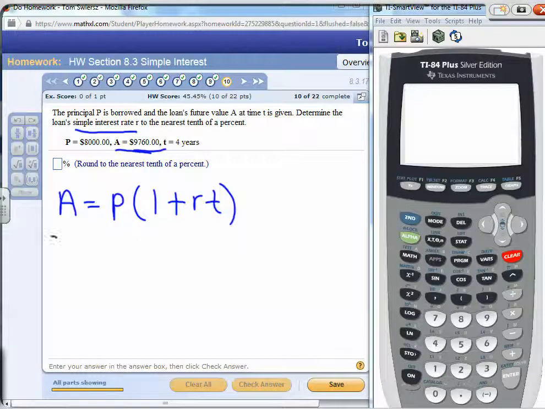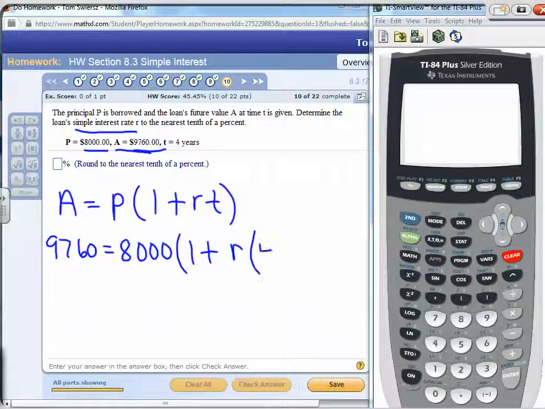The future value is $9,760. The principal is $8,000, times left paren 1 plus R. The rate we're trying to find, we don't know, so we'll call it R, and then the amount of time is 4 years.